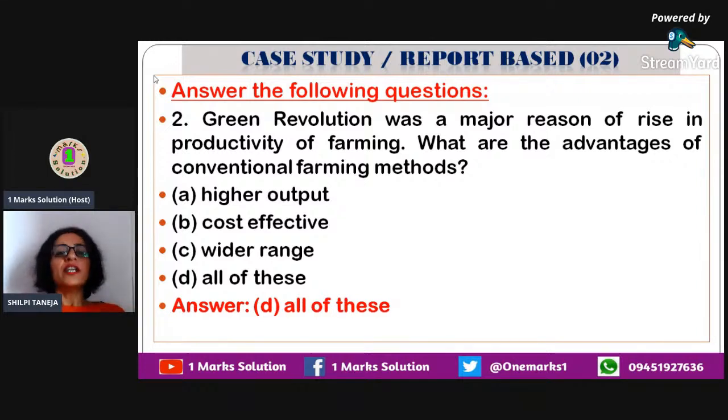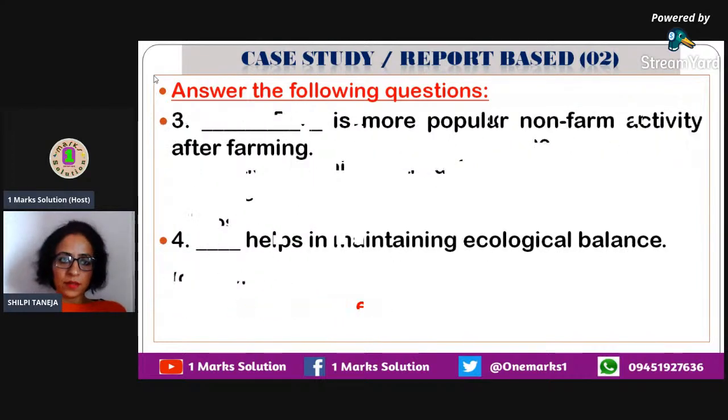Now next question, green revolution was a major reason of rise in the productivity of farming. What are the advantages of conventional farming methods? So what are their advantages? We get higher output, it was cost effective, it has a wide range of products. So all of these are the correct options, these are the advantages of the conventional farming methods.